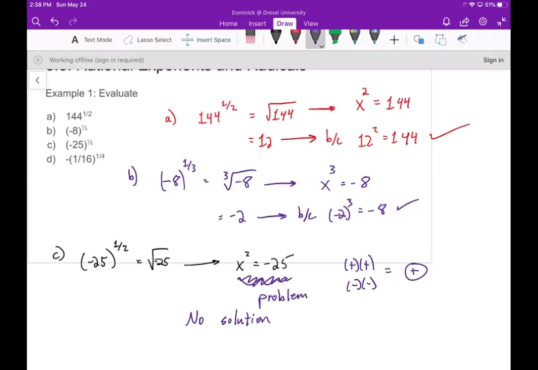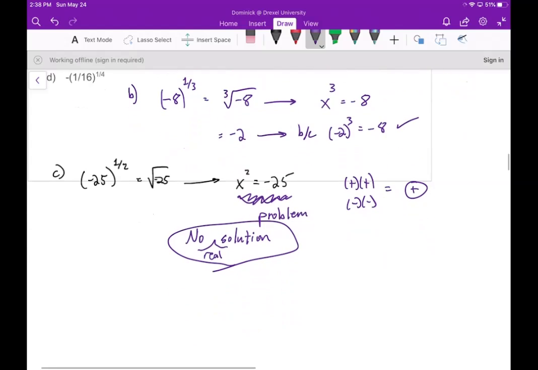And I should be careful here. I should say no real solution, right? And we'll take a look a little later at what we mean by no real solution. But for now, we're just going to leave it at that.